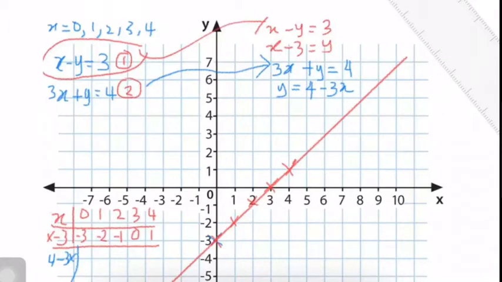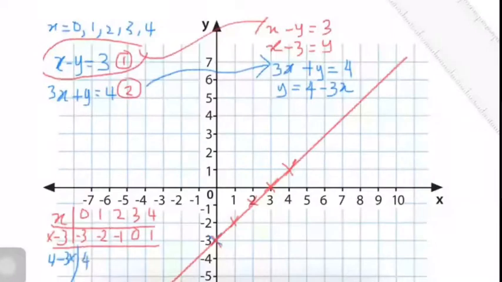So 4 minus 3 times 0. Okay, we are going to make a table of values for the second equation, 4 minus 3x. Girls, anybody yang tak faham terus tanya ya. Okay, so 4 minus 3 times 0 is 4.